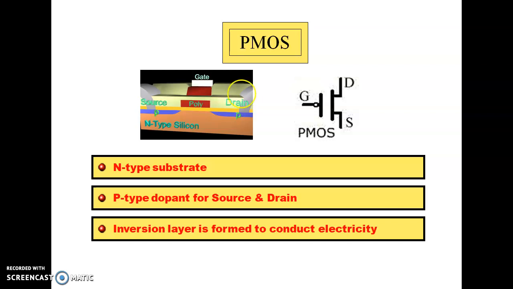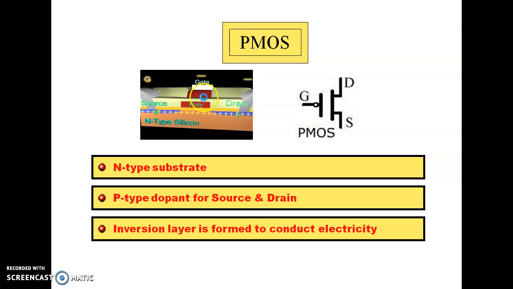Coming to the PMOS, this bubble indicates it is a PMOS, and here we'll have an N type substrate and P plus source and drain formed. Whenever we give a negative supply to the gate, holes will move and we'll have the current.